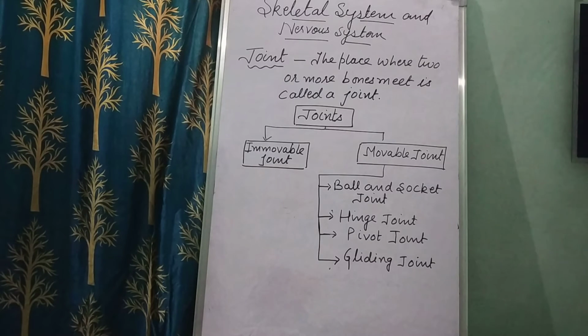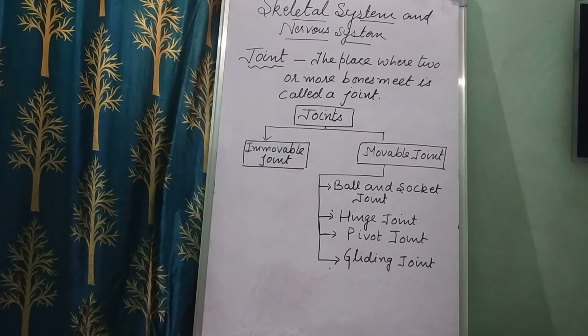Children, today in this video we will be continuing the chapter skeletal system and nervous system. Till now in a previous video we have already studied what is a skeletal system or skeleton. We have also studied the various parts of the skeletal system. Now I will be teaching you what is a joint.